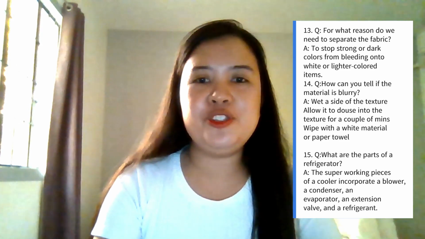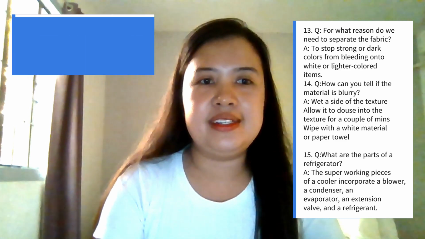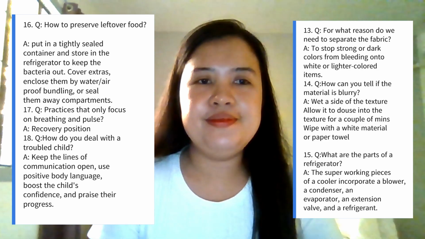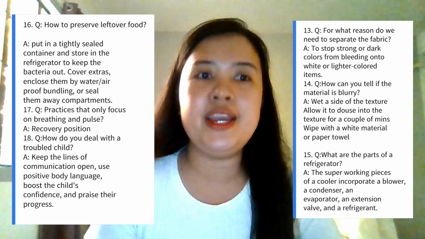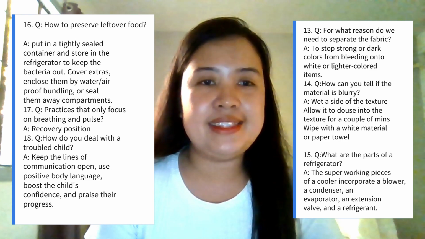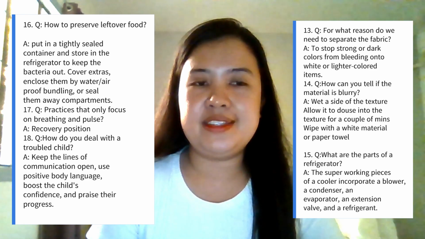So question number 15. What are the parts of the refrigerator? So the parts of the refrigerator, the super working pieces of a cooler, include a blower, a condenser, an evaporator, an extension bulb, and a refrigerant.